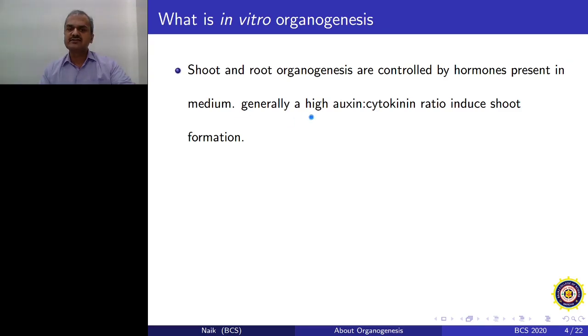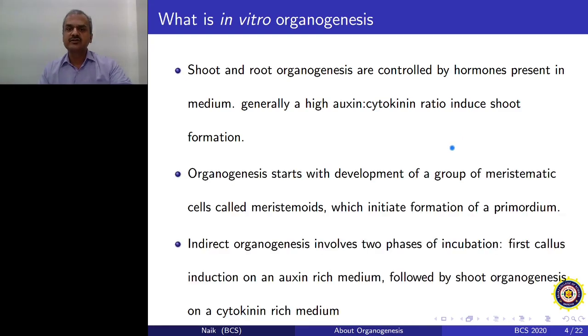And it was found that generally a high auxin to cytokinin ratio induces root formation, while a high cytokinin to auxin ratio induces shoot formation. So it should be high cytokinin for shoot and high auxin for root formation.